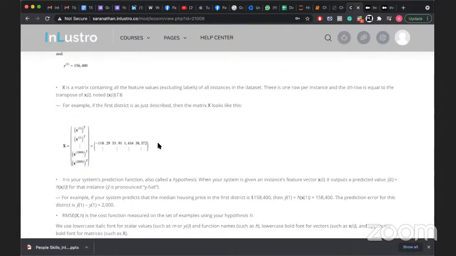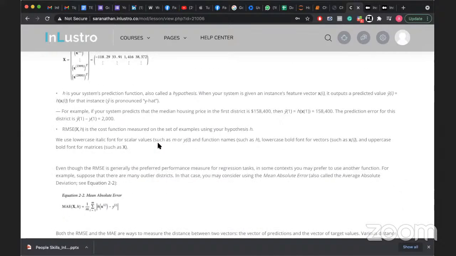What is H? H is the system's prediction function. It's called the hypothesis. So when the system is given an instance's feature vector, then it outputs a predicted value, right? We are calling this predicted value y cap of I and the actual value as y of I. So y cap of 1 minus y of 1 is 2000, which means the predicted value and the actual value's difference for the first training instance is 2000. What is RMSE of X comma H? It's the cost function measured on the set of examples using your hypothesis H.